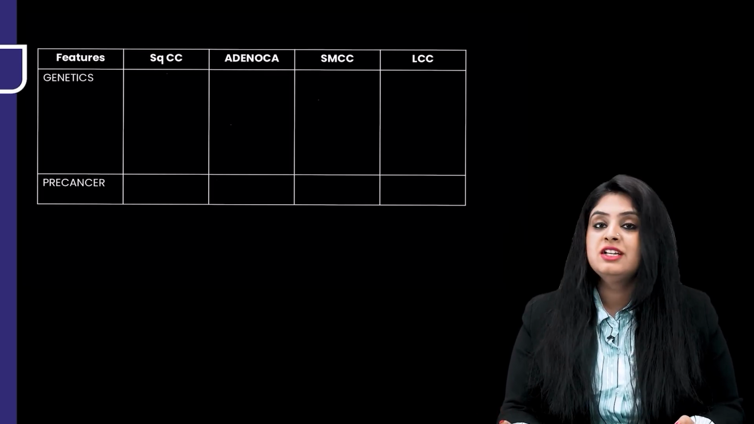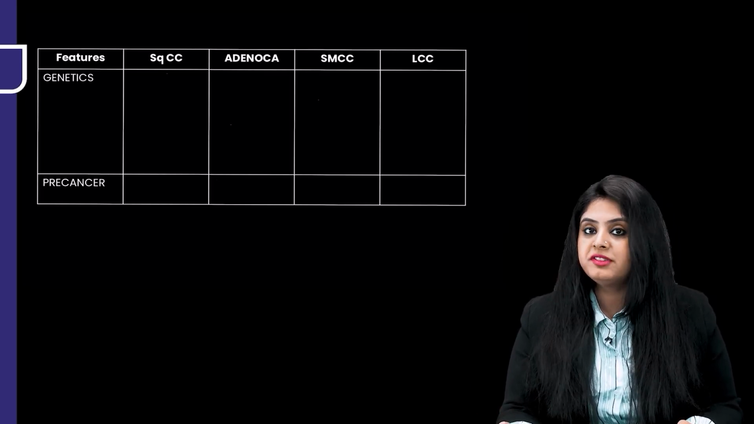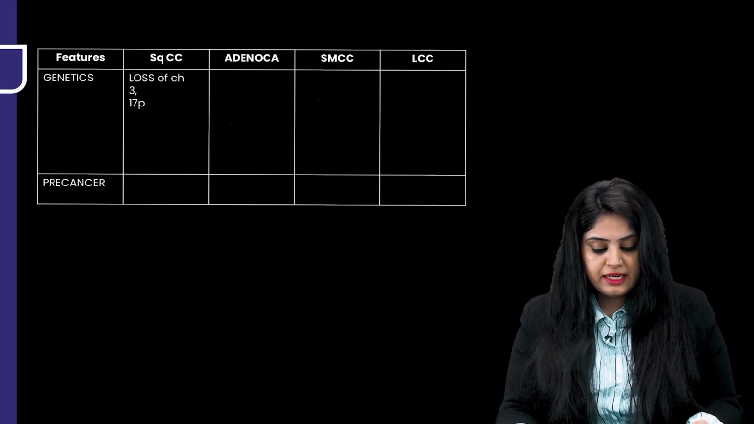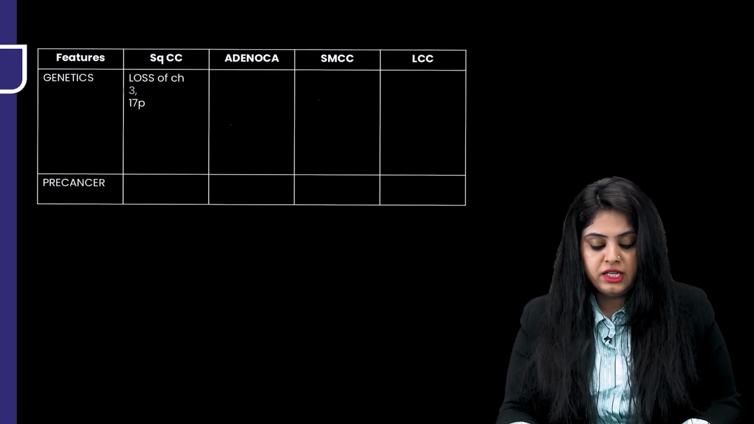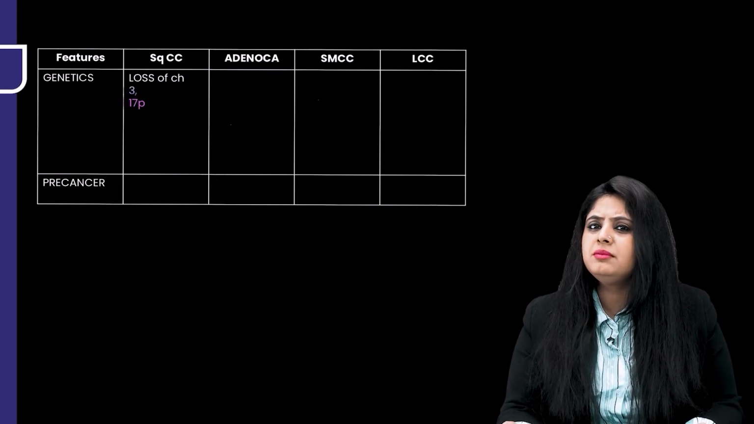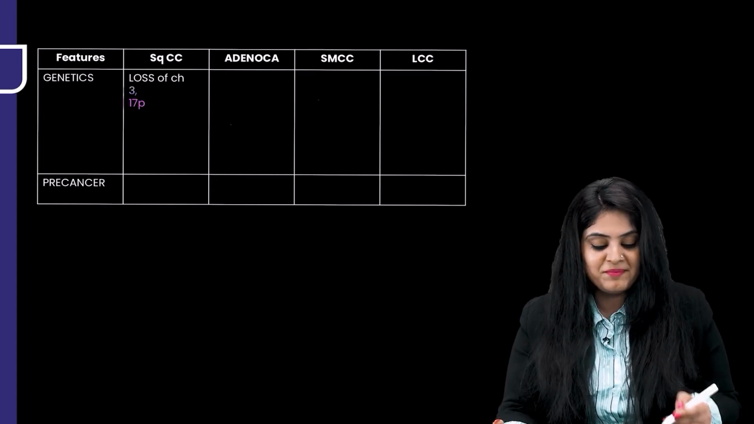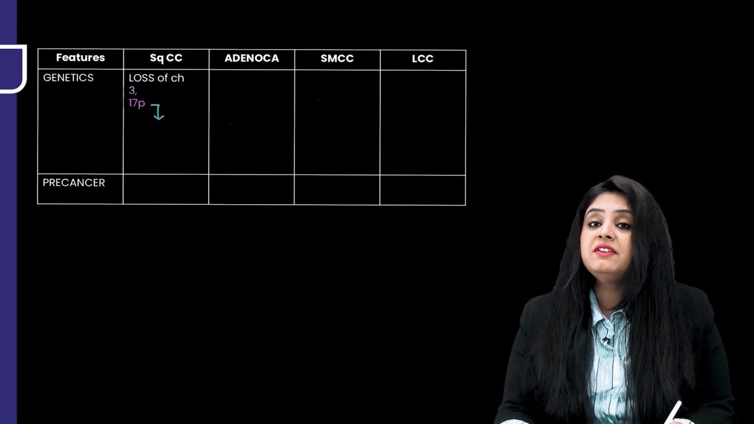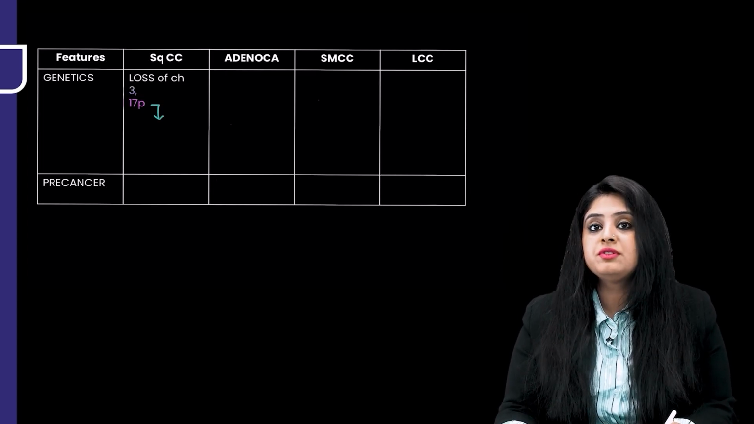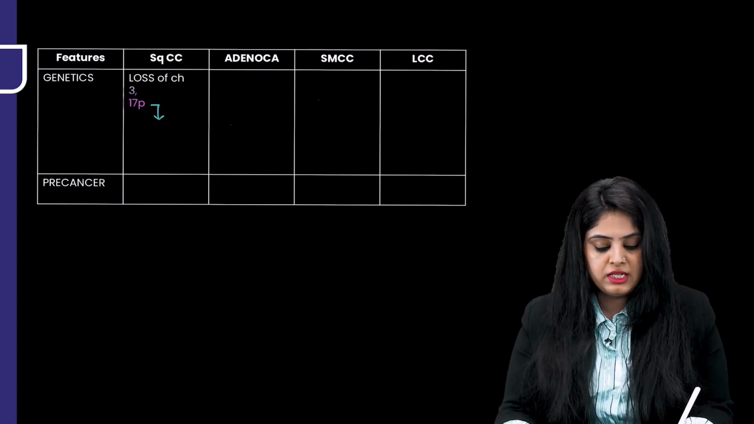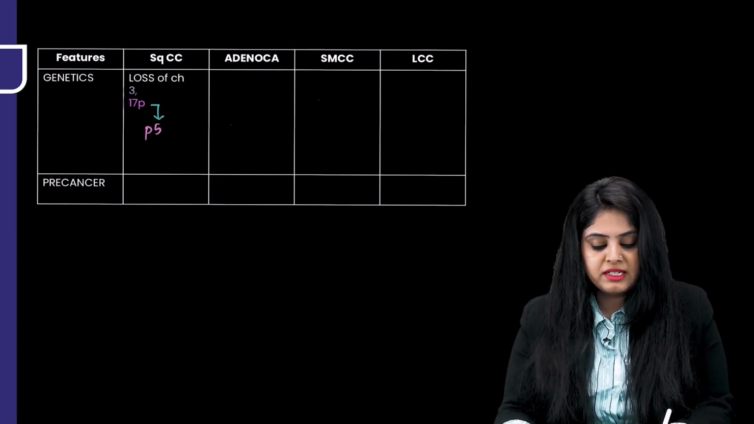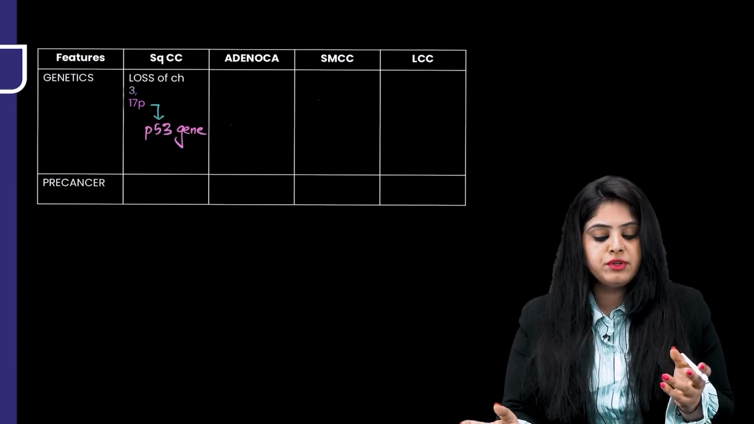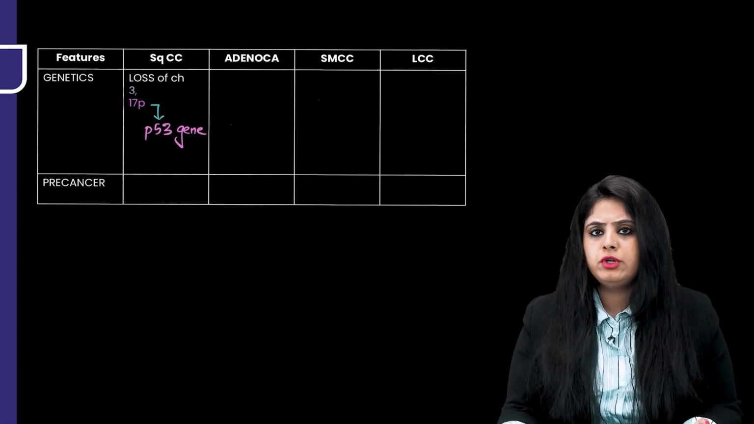Coming back to the genetics, when I'm talking about squamous cell carcinoma, remember there is either a loss of chromosome 3 or a loss of chromosome 17p. What is on chromosome 17p? Again asking you from neoplasia. On chromosome 17p, we have a very important policeman, that is P53. The policeman, the P53 gene, is problematic. Obviously, if the policeman is a problem, then of course I'm going to have a cancer.